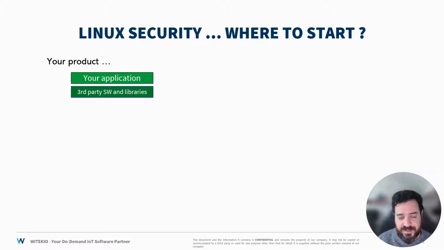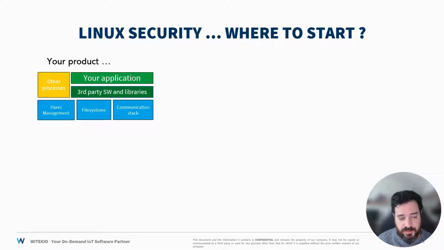We're on a Linux system, so the application will also run besides other processes that are essential in order to maintain its proper behavior and the behavior of the Linux system. All these processes rely on the system's functionality in terms of user management, in terms of file system access, and also to provide access to the communication stack in order to provide connectivity with the network.